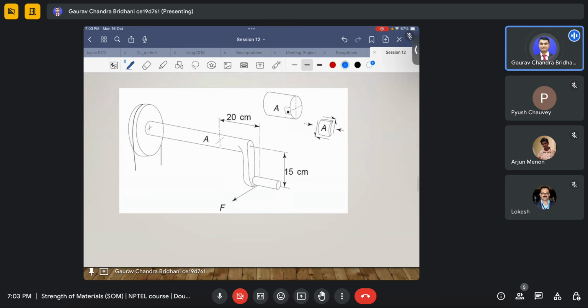Okay, this plane we are talking about. So the tau value will be tau rz.